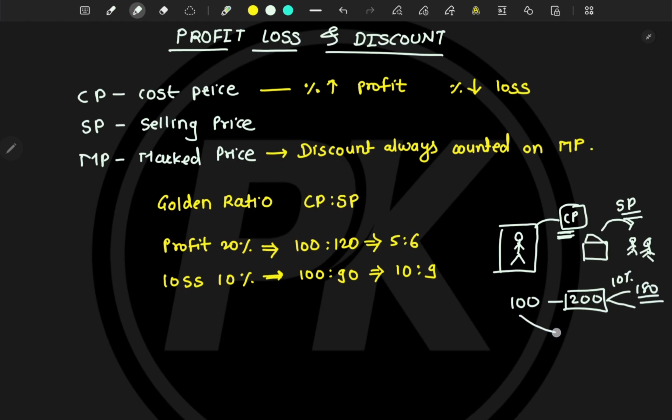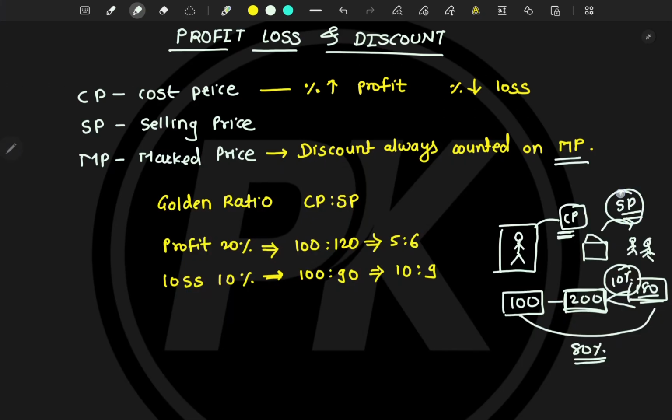That means your net profit is how much? You bought it at 100 rupees, you sold it at 180 rupees, that means 80 percent is your total profit. So now here remember that whatever discount you give, this discount is always counted on your marked price, your price tag, right? You will not keep your price tag the same as your cost price. It's common sense, right?